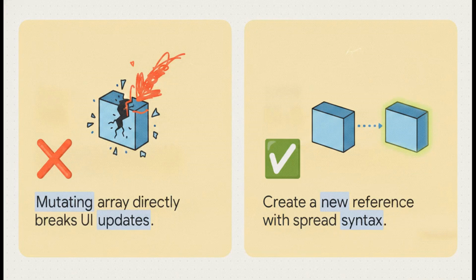We've all been there, right? Staring at a screen, yelling, "Why isn't the UI updating?" Well, usually it's a mutability issue. React only detects state changes by comparing references in memory. So if you have an array of tasks and you mutate it directly, like by using tasks.push to add a new task, the memory address hasn't actually changed. React just ignores you and the UI won't update.